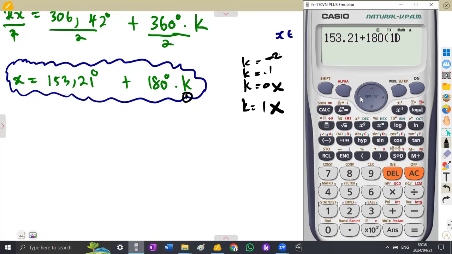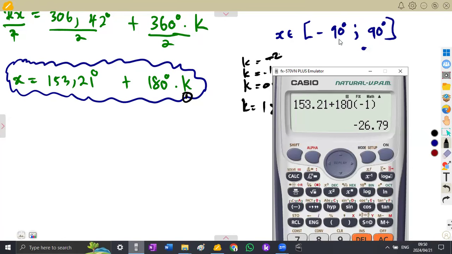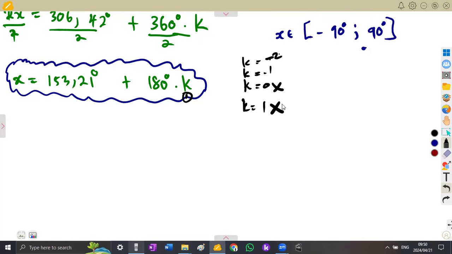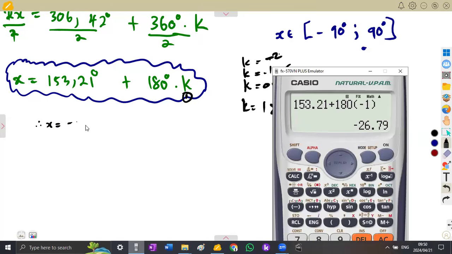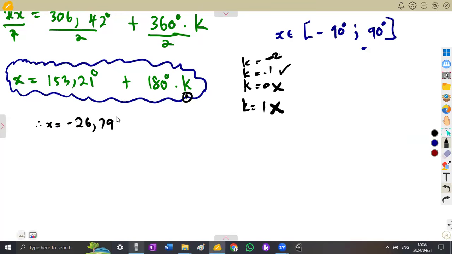So we move on to -1. Let's substitute when k is -1. At -1, our x is equal to minus 26.79, and this is within our solution because we need a value between minus 90 and 90. So this can work. Meaning to say, x is minus 26.79 degrees. It's also part of our solution.